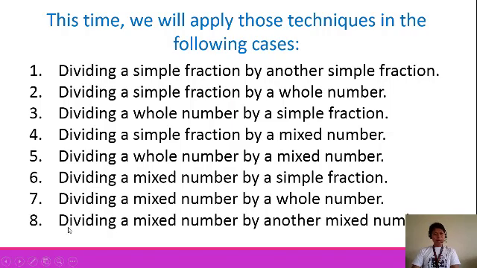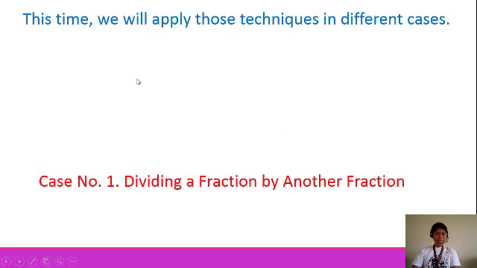And finally, number 8 is dividing a mixed number by another mixed number, like for example 1 and 1/2 divided by 2 and 3/4. So these are the cases that we are going to practice in the next examples. Let's start with case number 1, dividing a fraction by another fraction.